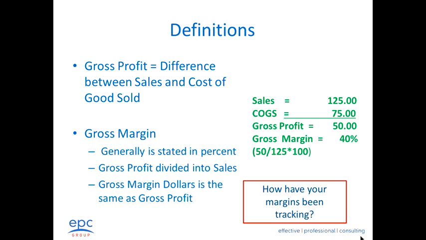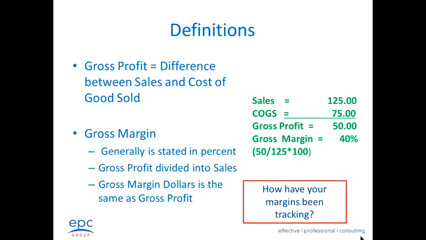So this is an example where the sales are $125 and our cost of goods sold is $75. So our gross profit is $50. Our gross margin is 40%. That would be the 50 divided into the 125. So you want to make sure you understand the gross profit that you have for your sales.